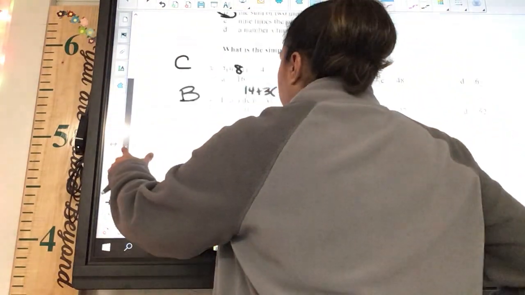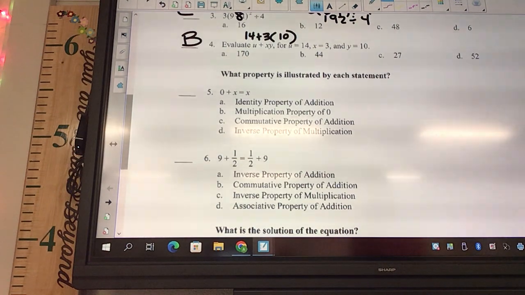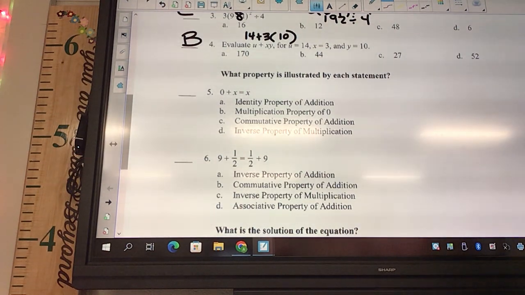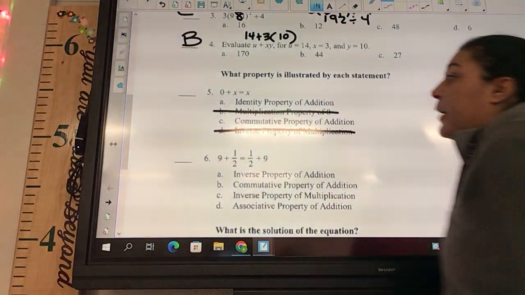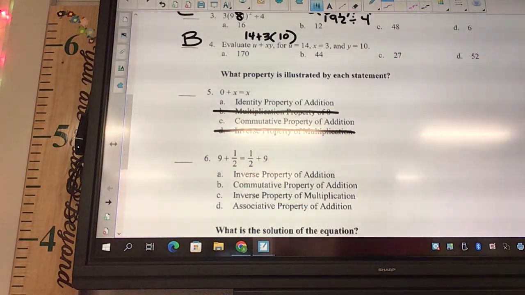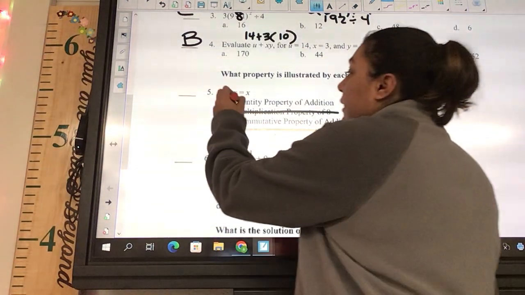5. Okay, which property? Okay, is this addition or multiplication? Addition. So what can you eliminate? B and D. Okay, now, if you had to guess, you could guess at a 50-50. What would be your guess, Steve? It is A.